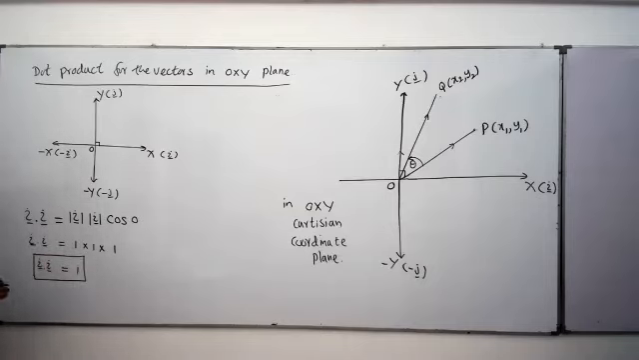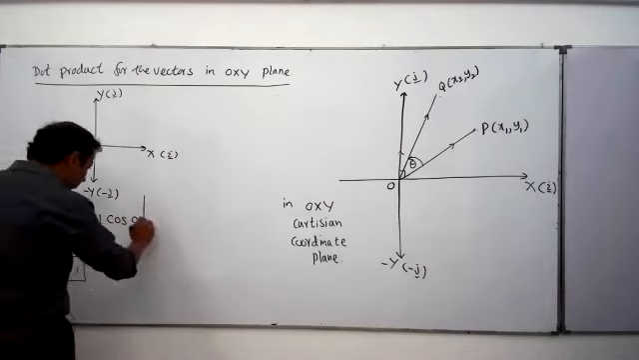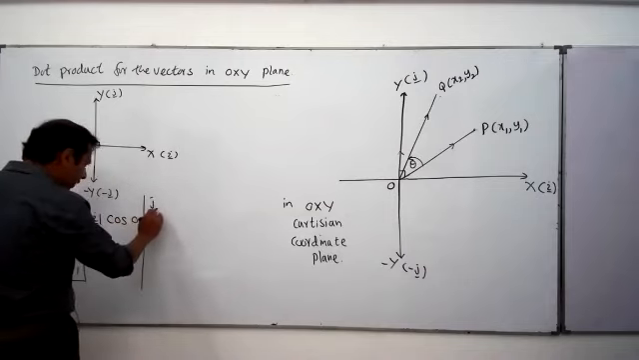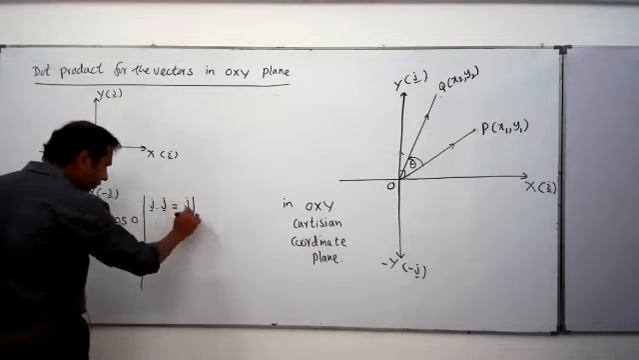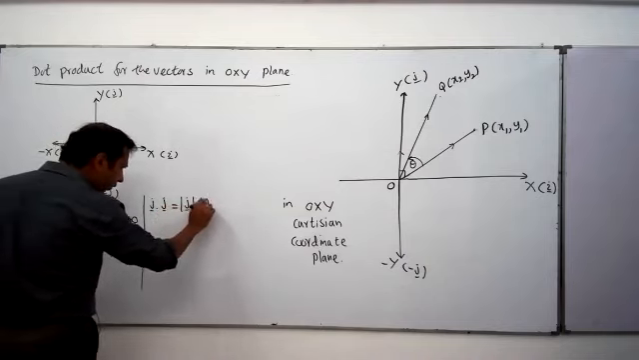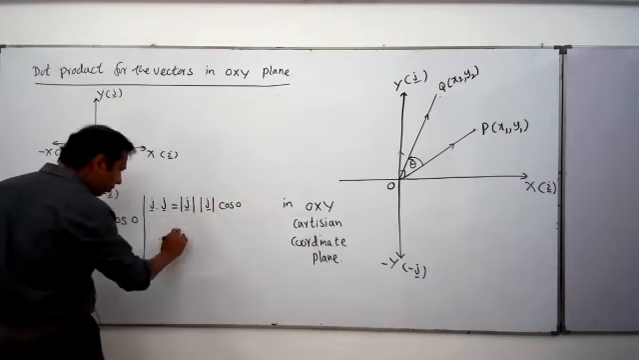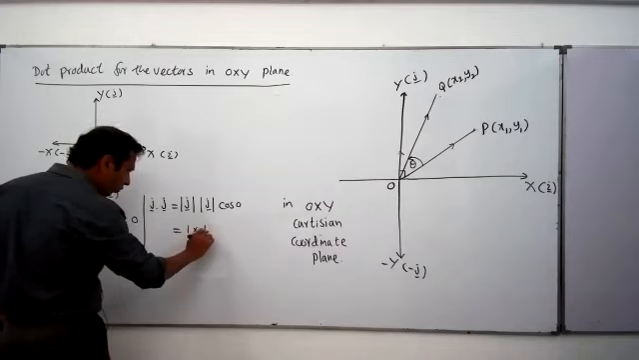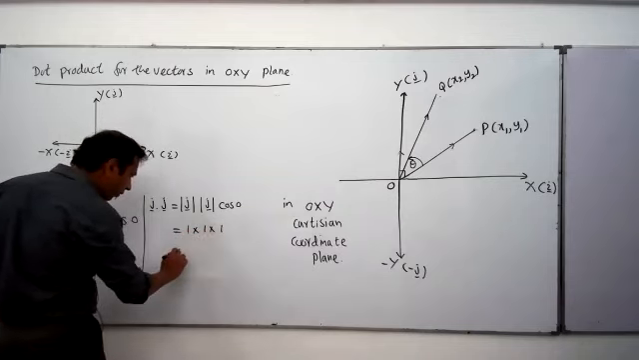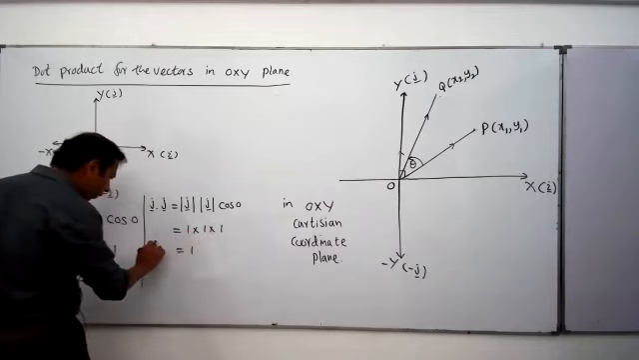Now secondly we can write j dot j. Similarly, j modulus times j modulus times cos 0. The j modulus is 1, multiplied by j modulus 1, multiplied by cos 0, which is 1. So j dot j is also 1.